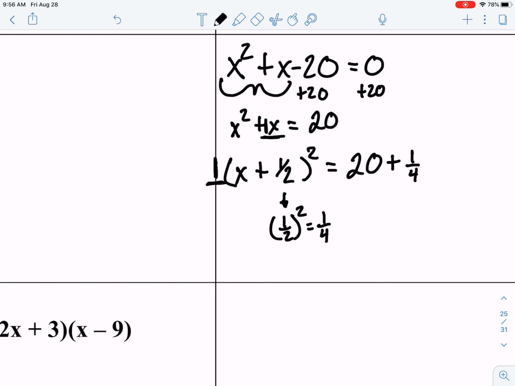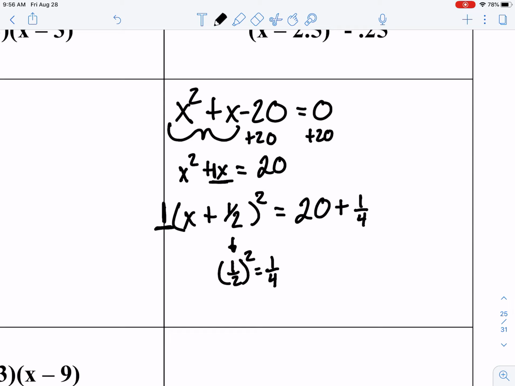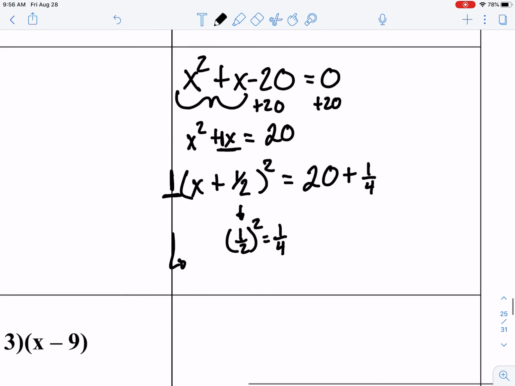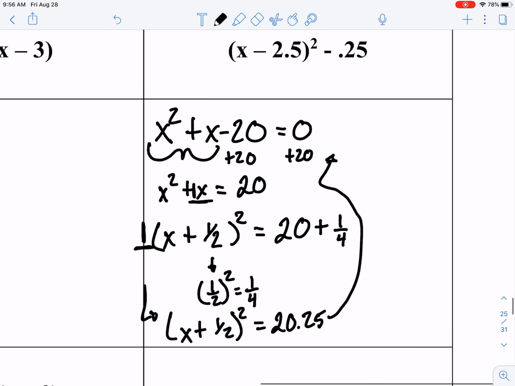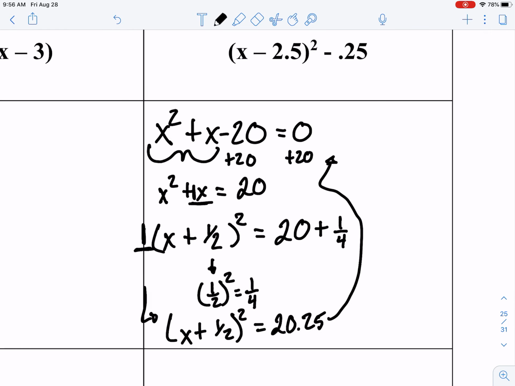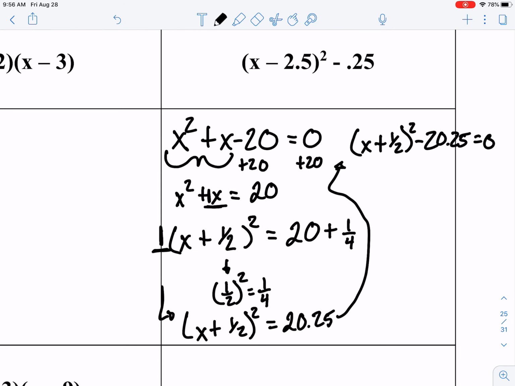So I have 20 plus 1/4. I'm going to write this as a decimal just for the ease of it. X plus 1/2 squared equals 20.25. And remember, at the end, you want to get your equation back equal to 0. So I'm just going to subtract 20.25 from both sides. And hopefully this is my answer.